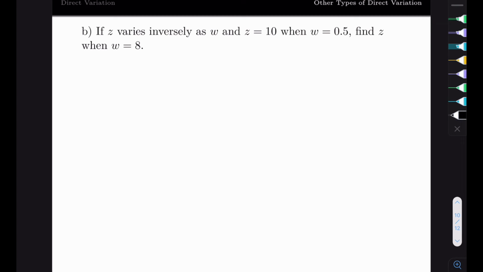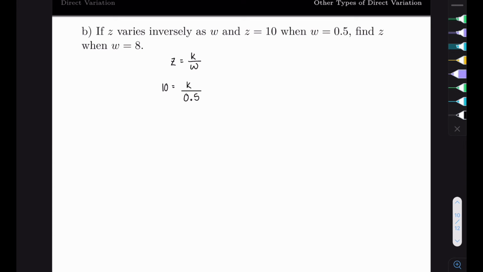So this next one, now we have an inverse variation problem. Z varies inversely as W. So to set that up, our Z is the constant divided by W. And then we are told Z equals 10 when W equals 0.5. So we're going to use that to find the value of K. So Z is equal to 10 when W is 0.5.